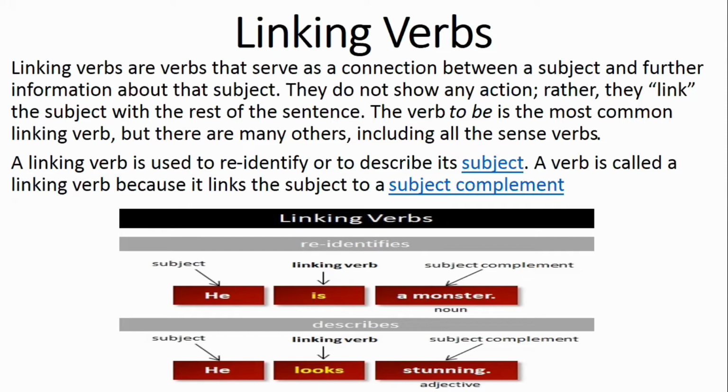And the verb to be is the most common linking verb, but there are many others including all the sense verbs. I know be verb बाहेक, or sense verb, five senses verb like smell, feel, look. These verbs, right? They are also called linking verbs. A linking verb is used to re-identify or describe its subject, right? A verb is called a linking verb because it links the subject to a subject complement.